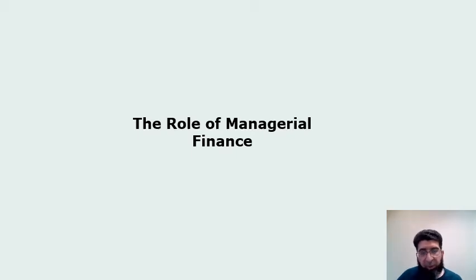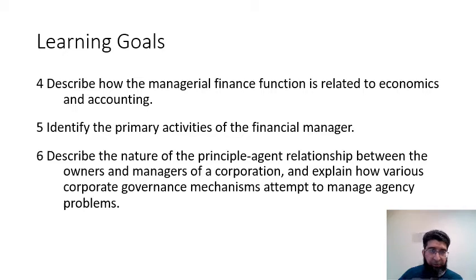So let's work on the second part of the first chapter of the role of managerial finance. There are three goals that we're going to discuss in this presentation. First, describe how the managerial finance functions related to economics and accounting. We will also look at and identify the primary activities of the financial manager. Apart from that, we're going to study a little bit about principal and agent relationship.